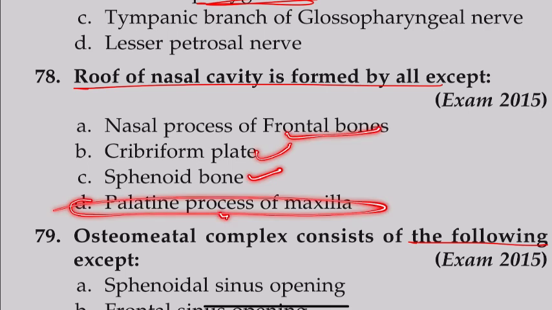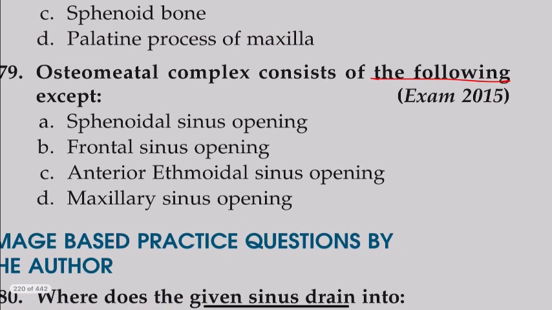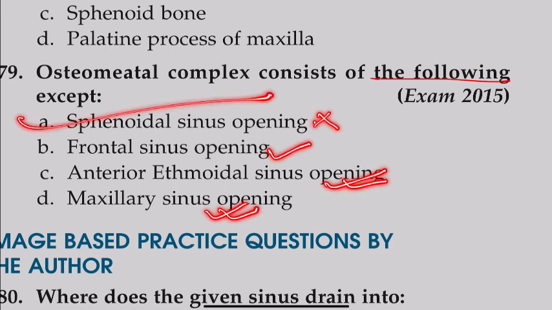Lateral wall, right? The osteomeatal complex consists of the following except: sphenoidal sinus opening, no. Frontal sinus opening, yes. Anterior ethmoidal sinus opening, yes. Maxillary sinus opening, yes. So the right answer is sphenoidal sinus opening.